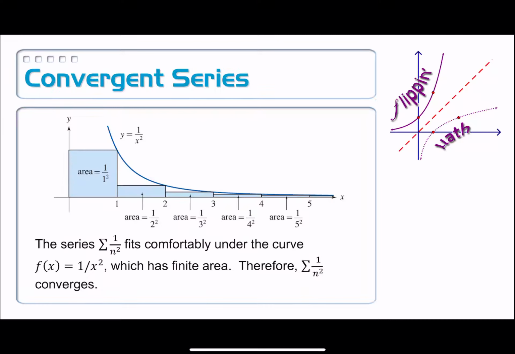Okay, so when we're finding a definite integral, we're basically finding the area underneath that curve, right? So if I have the curve 1 over x squared, we saw that the area converged to 1. So it was a convergent area. When I'm looking at the sequence, however, it's just a set of dots that are on that curve. And I can represent those dots with a Riemann sum, as you can see here.